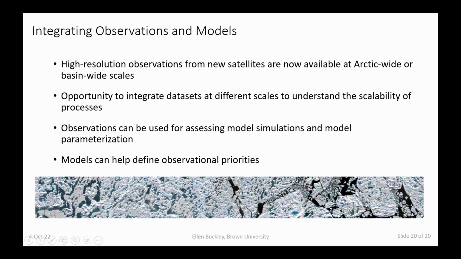And also thinking about how models can define observational priorities. So when we're looking at different model intercomparison projects, where is the biggest spread, temporally and spatially, from model simulations? Where is the most uncertainty in these models? So what observations are needed for the modeling community?